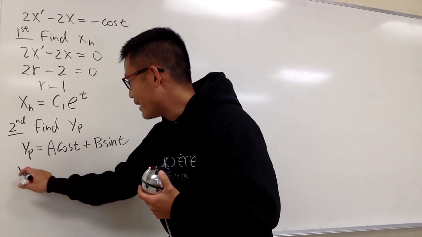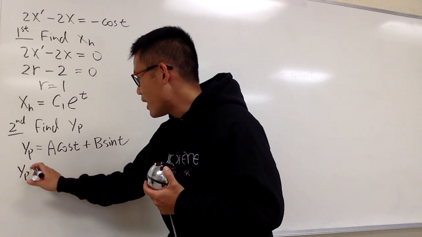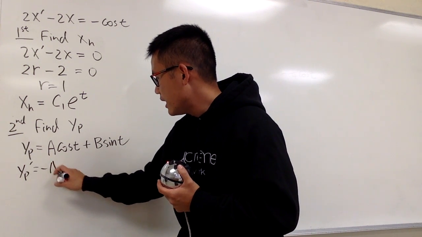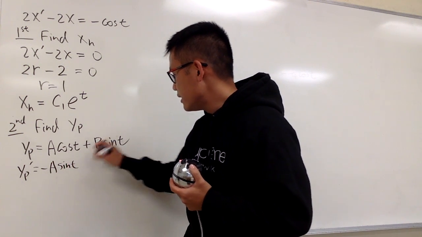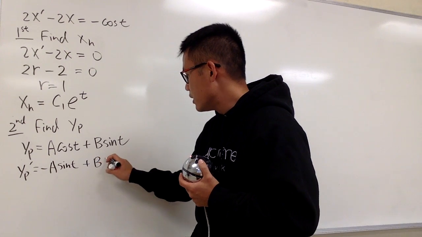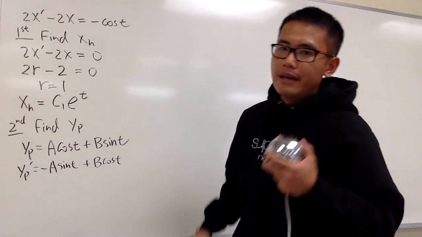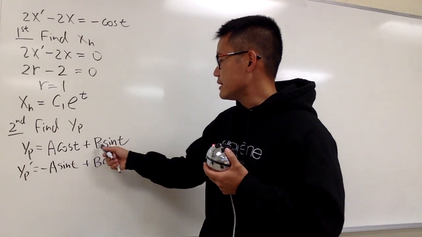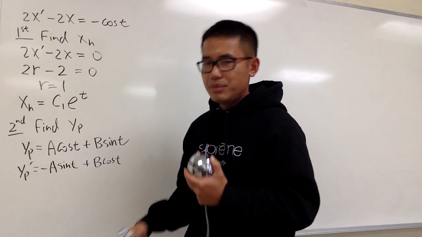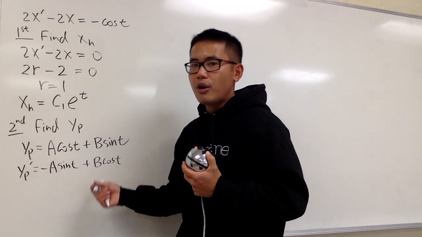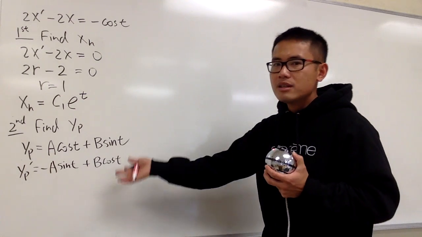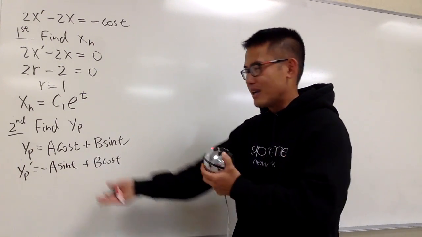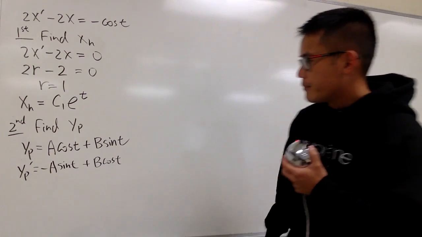I just have to differentiate this one time. So xp prime will be, differentiate this, we get negative a sine t, and then differentiate that, we get plus b cosine t. And by the way, a small remark, if you want to say this is b cosine t and then plus a sine t, it doesn't matter, because at the end, you have to find out what a and b are anyway. This is the method of undetermined coefficients. And you will find out what a and b are at the end when you plug in. All right, now get to work.